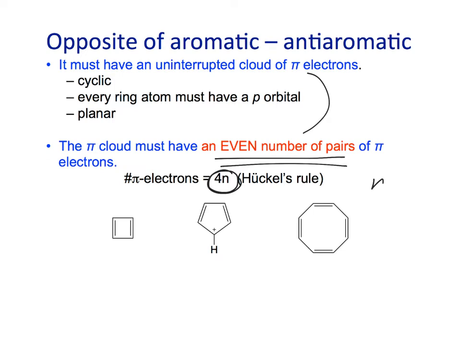Okay, so again, if we had n, we had the number of pi electrons. We could have, that's 0. I don't know if we can have one with 0 or not. Seems like it fits in there. 0 would be 0. 1 gives us 4. 2 gives us 8. 3 gives us 12. So if we have a molecule that's cyclic, has a p orbital on every atom, and is planar, and it has one of these numbers of pi electrons, it's said to be anti-aromatic.